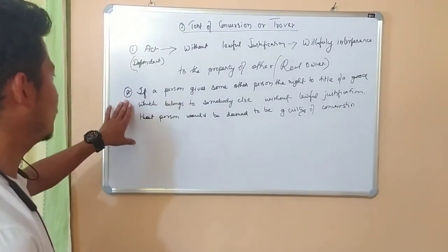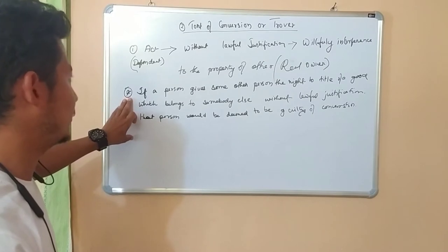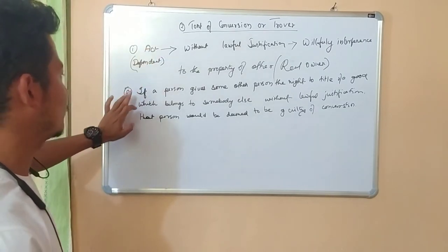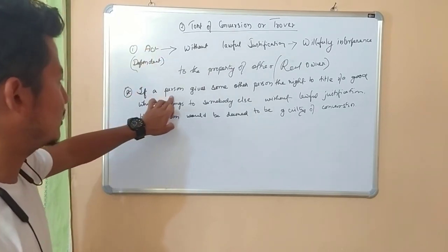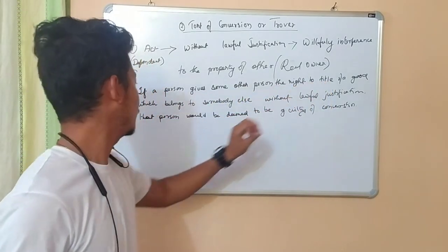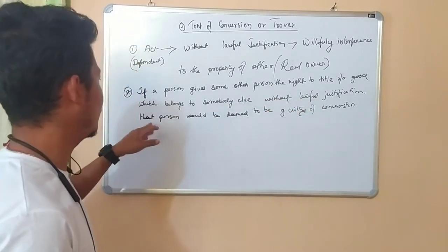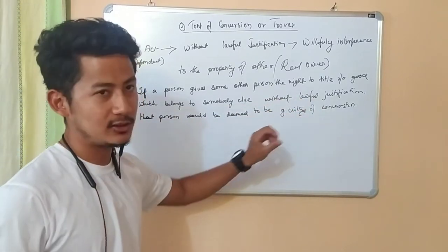This line is very important, and it should be in your answer if this question comes. If a person gives some other person the right to title of a good which belongs to somebody else without lawful justification, that person would be deemed to be guilty of conversion.